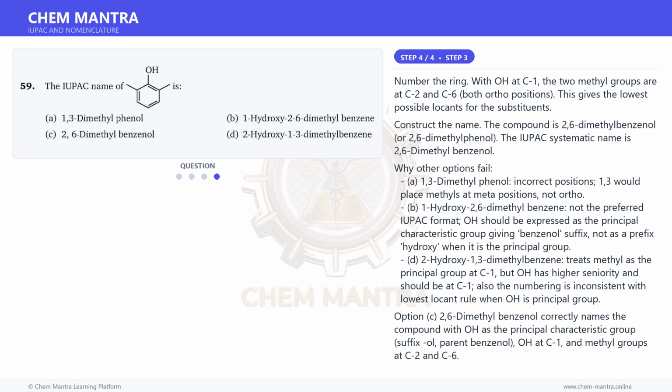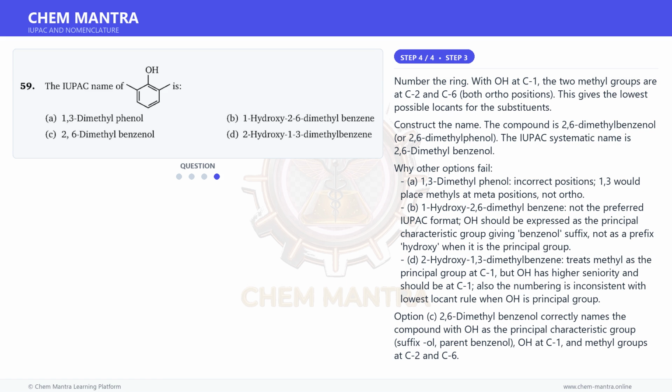D. 2-hydroxy-1,3-dimethylbenzene, treats methyl as the principal group at C1 but OH has higher seniority and should be at C1. Also, the numbering is inconsistent with lowest locant rule when OH is principal group.